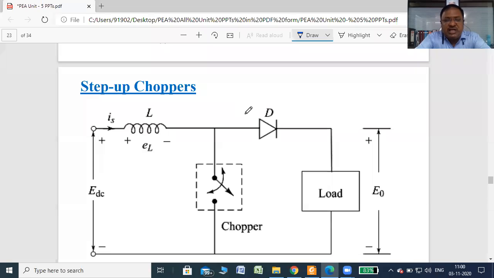How does it work? This is a step up chopper. It means that the output voltage is equal to or greater than EDC. How is it possible? It is not an amplifier, but still the output voltage E0 is equal to or greater than EDC. How do we get the output voltage greater than EDC? Because this is not an amplifier circuit, but still the output voltage is greater than the input voltage. How is it possible? Yes, anyone?